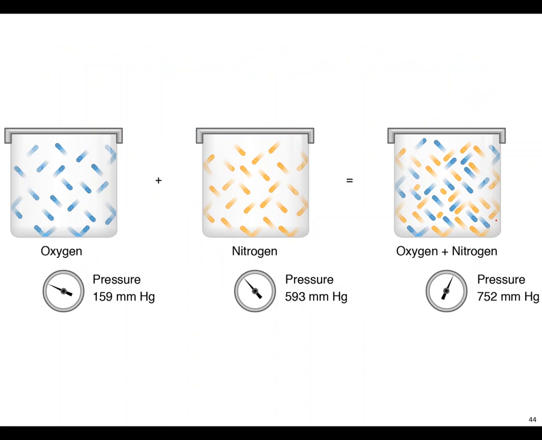So for example, here we have 2 separate containers. One has oxygen, one has nitrogen. They are all the same size, same volume of containers. Oxygen has 159 millimeters of mercury for its pressure in here, based off the number of particles and the temperature and other conditions. We're assuming they're all at the same temperature though. Pressure of the nitrogen, 593 millimeters of mercury. So assuming the particle number and all of that complies with that.